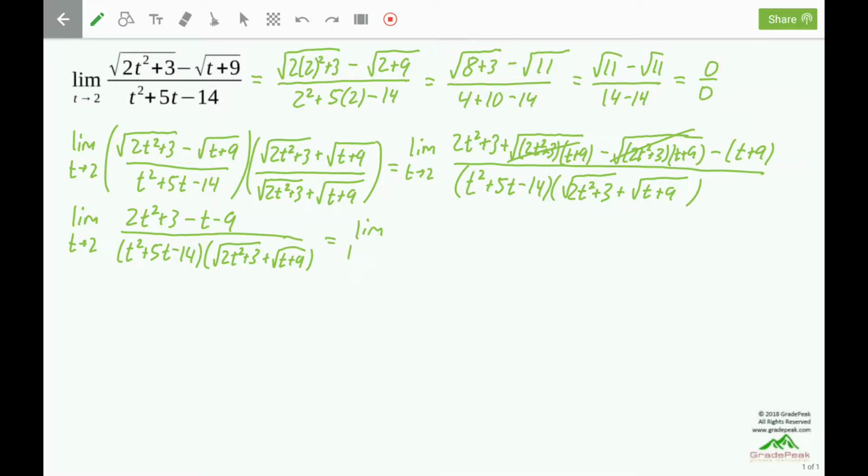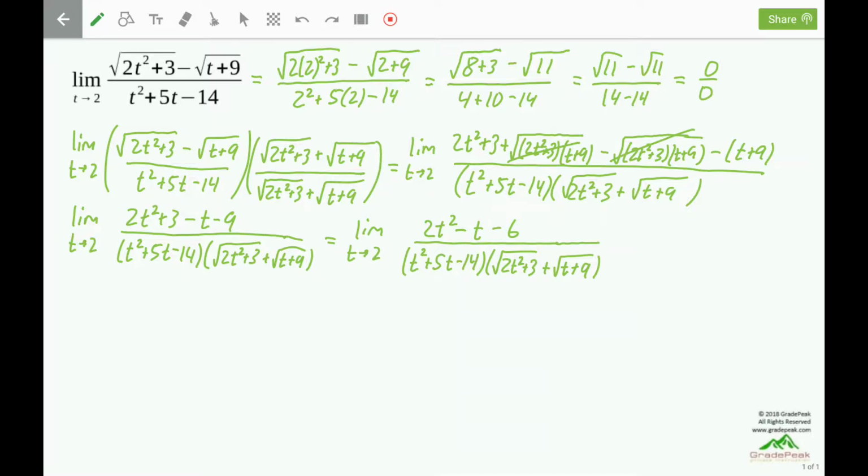In the numerator we can combine together like terms, and that will give us a 2t squared minus a t. There's no like terms with those, but the 3 and the negative 9 can add to be a negative 6. And the denominator we'll just keep as is. And that's your result for the root conjugate. That does not remove the 0 over 0, ever. The root conjugate puts it into a new form that can be reworked in some other way.